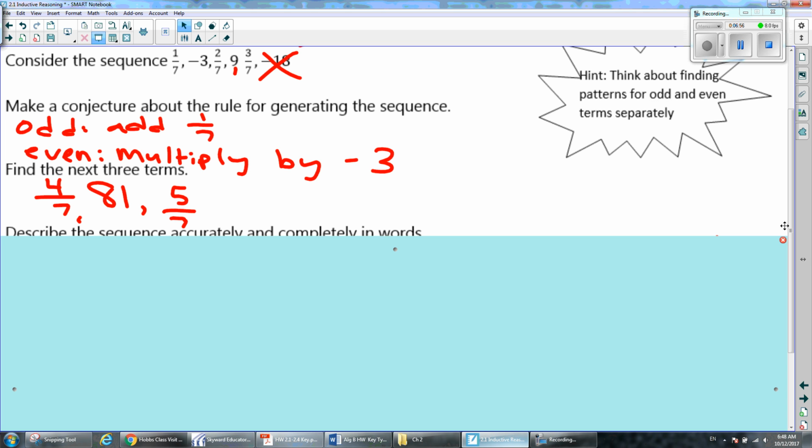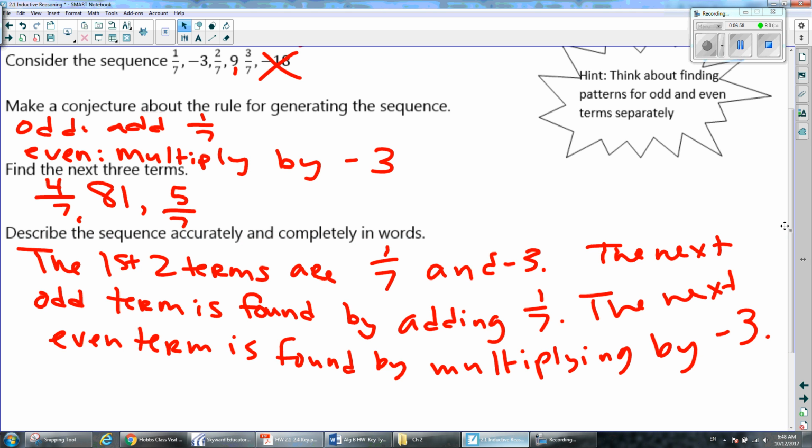So if we describe the sequence accurately and completely in words, the first two terms are 1/7 and -3. The next odd term is found by adding 1/7. The next even term is found by multiplying by -3.